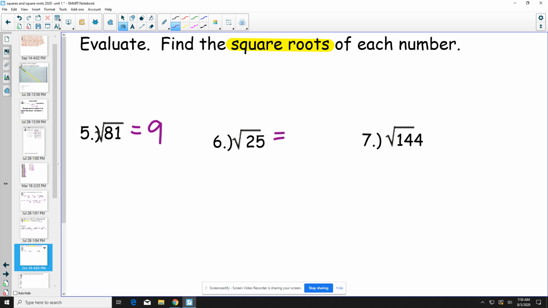Try number 6. What number times itself gives me 25? That would be 5. My answer is just 5. Number 7, try. Square root of 144. What number times itself gives you 144? That would be 12. So my answer is just 12.